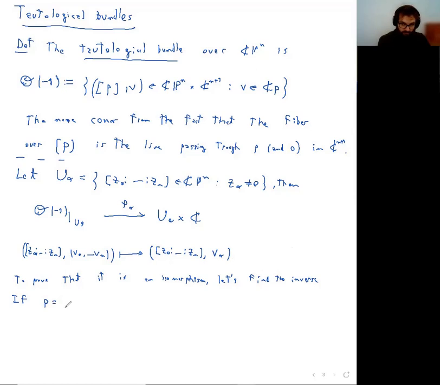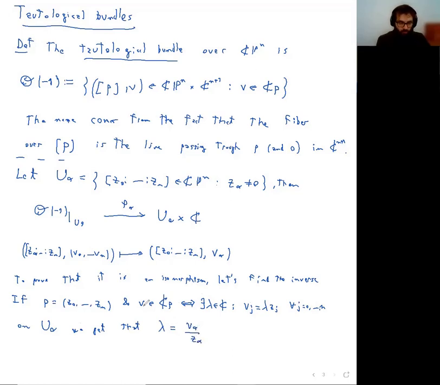So if p is [z0, ..., zn], and v is in Cp, if and only if there is some complex number lambda such that vj is lambda zj for every j from 0 to n. Right? This is simply, no, v is in Cp, so there is such lambda. And in particular, on U alpha, we get that this lambda is precisely v alpha over z alpha. Why only on U alpha? Well, because to divide, we need this to be non-zero, right?